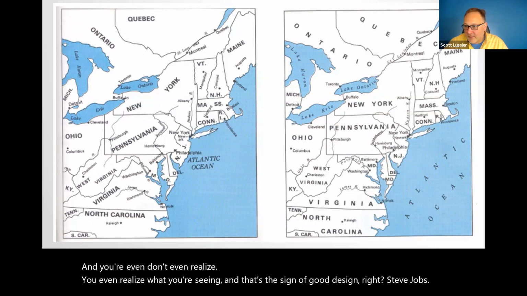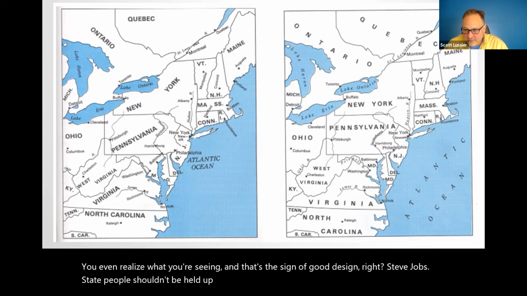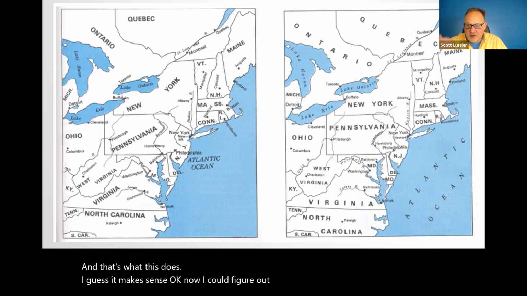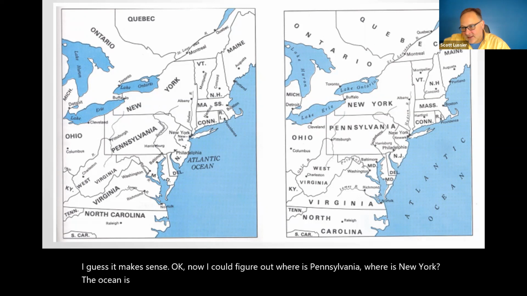People shouldn't be held up by your design. It should lead them places, right? And that's what this does. Like, it makes sense. Okay, now I can figure out where's Pennsylvania, where's New York, where the ocean is, and you can get the sense that it's vast, and a lot goes into this.